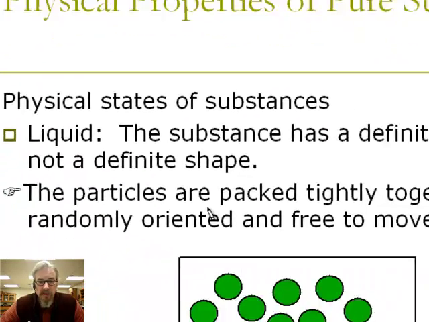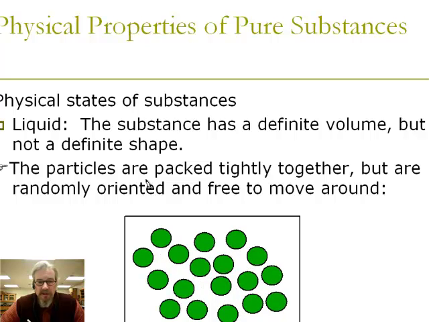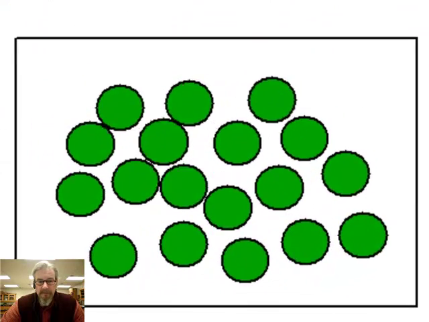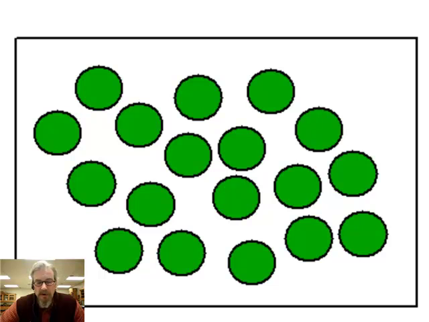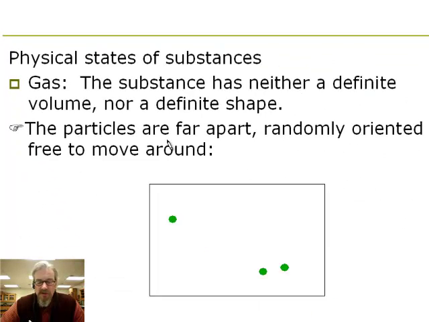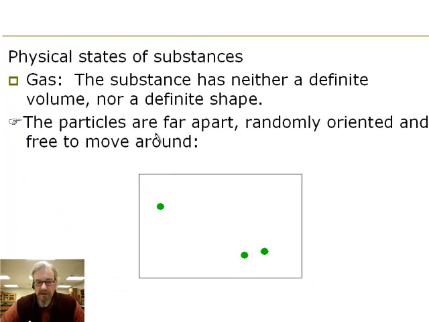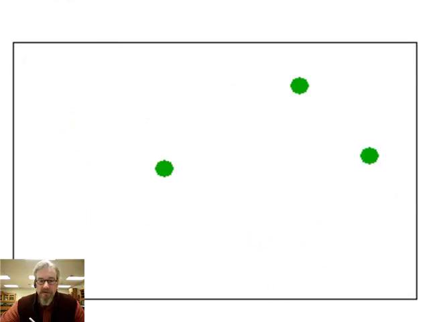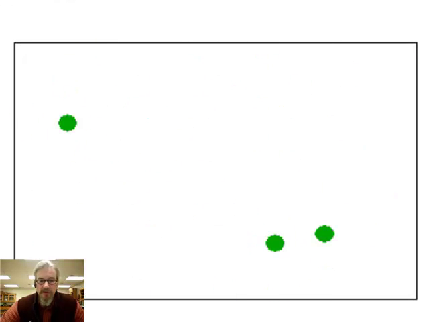Liquids have definite volume, but they don't have definite shape. The particles are packed tightly together, but they're randomly oriented, and they're free to move around. Like that. You can see the particles moving around, but they're still packed together. In gases, the substance doesn't have a definite volume, and it doesn't have a definite shape. The particles instead are far apart. They're randomly oriented, and they're free to move around, and are bound only by the confines of whatever their container is. Like this. As the particles are bouncing around, you can see them moving anywhere they want to go.